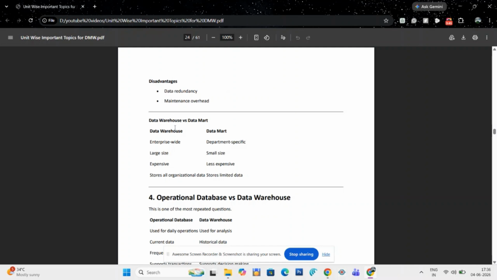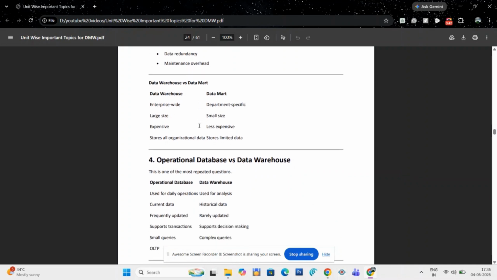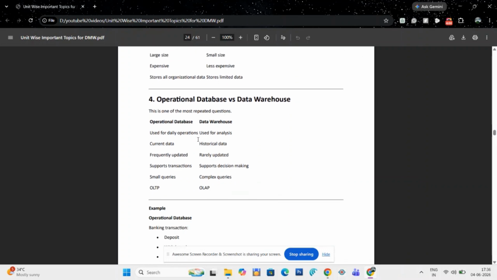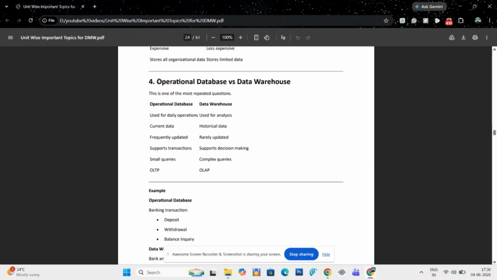The difference between a data warehouse and a data mart: a data warehouse is enterprise-wide and a data mart is department-specific. A data warehouse has a large size and a data mart has a small size. A data warehouse is expensive and a data mart is less expensive. A data warehouse stores all organizational data, while a data mart stores limited data.